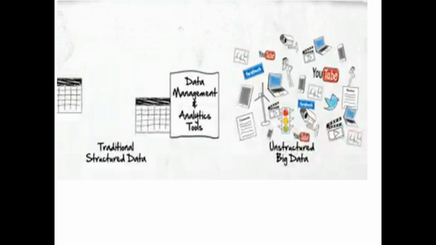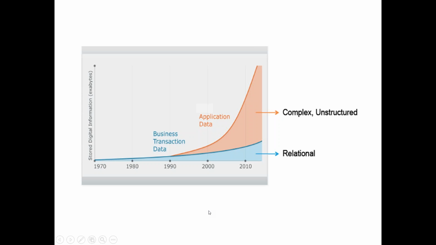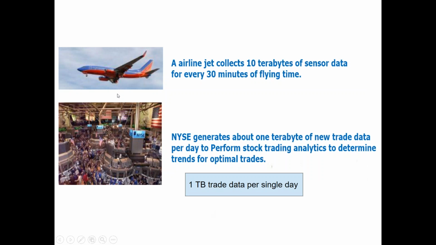Are you talking about one airline or the whole airline industry? No, a single airline jet. It has all the sensors internally, checking on everything, and it produces more data than the New York Stock Exchange. One jet, yes.